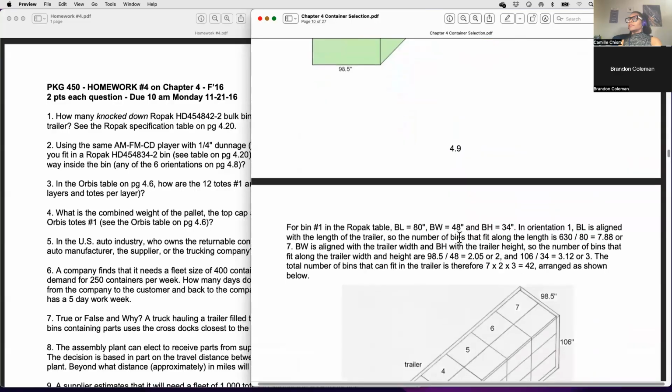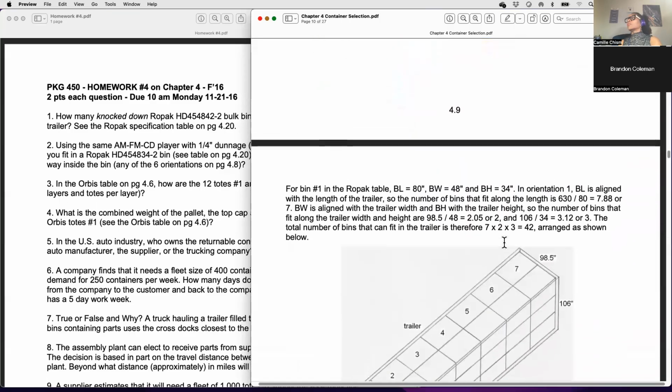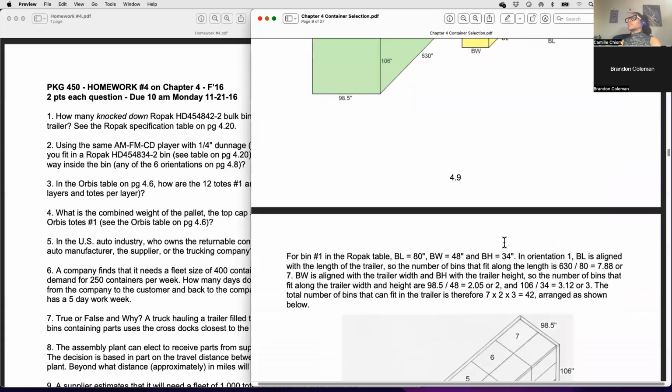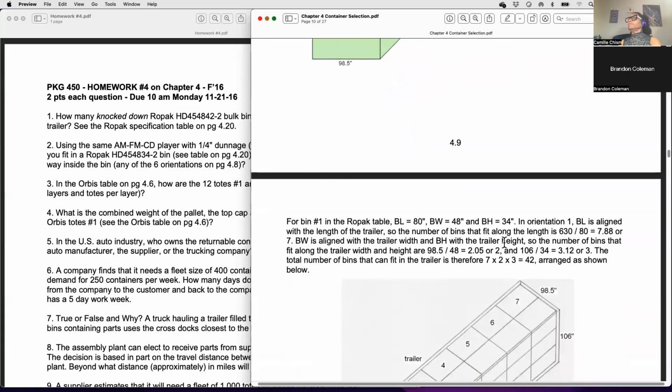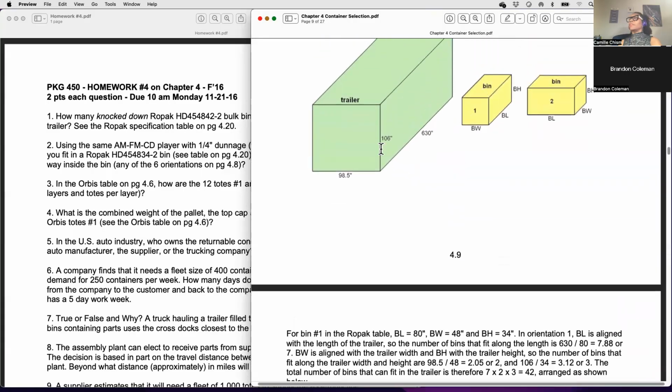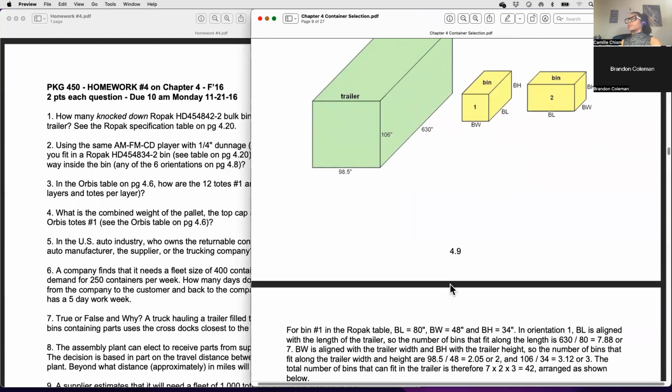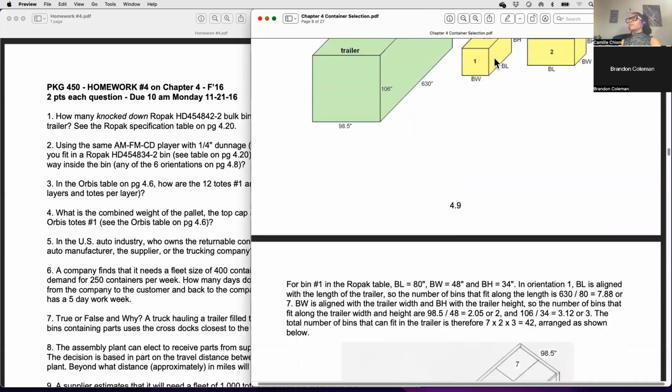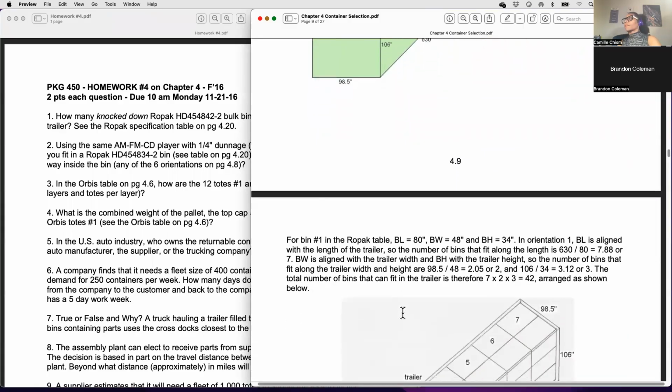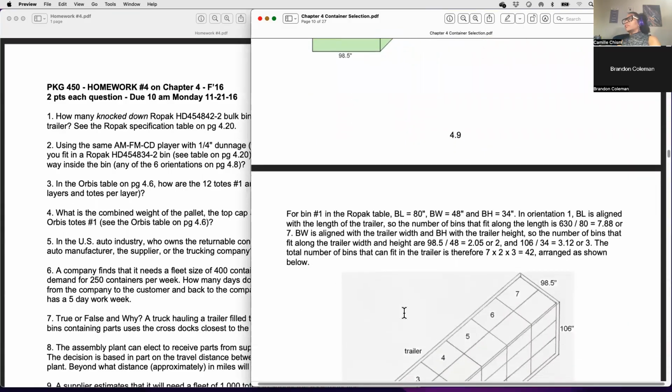The bin width is going to be 48 and the bin height is 34. And those again are the outside dimensions. So you're looking at the different orientations, which you're going to line up with the length of the trailer, the width of the trailer, and the height of the trailer with the bin. So you do the same thing that you did before.